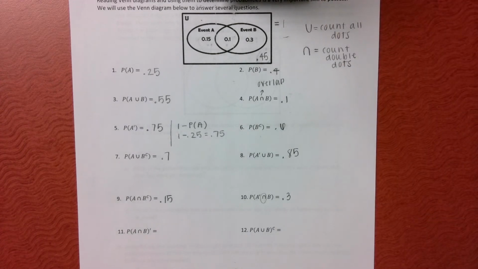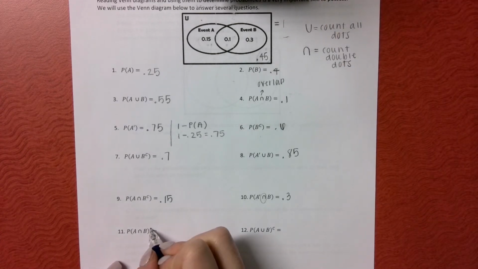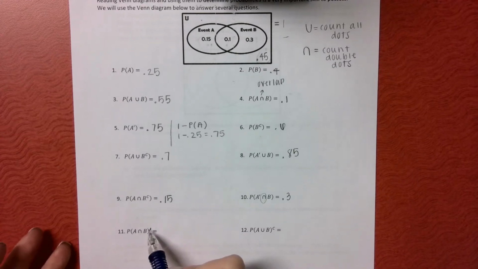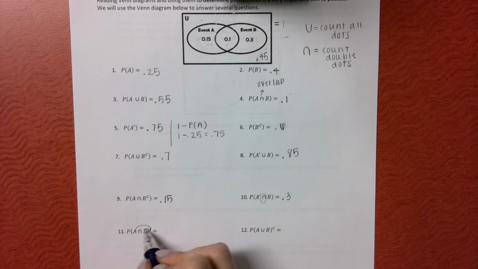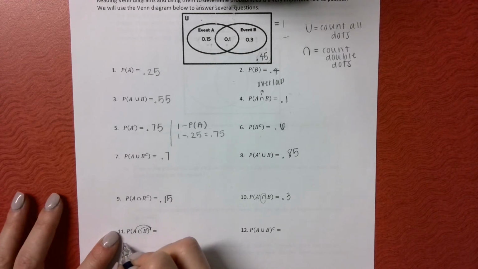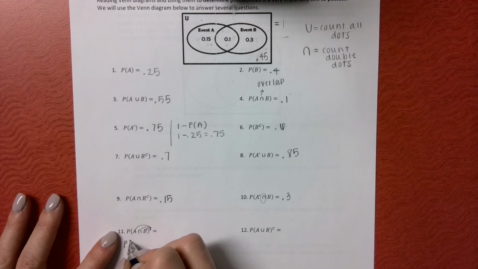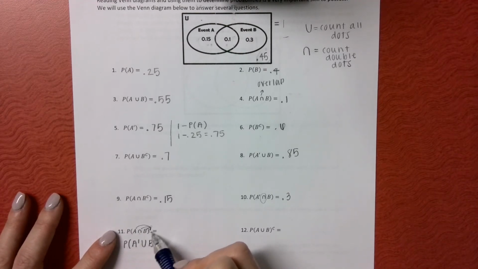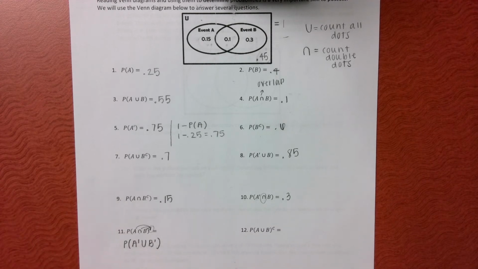Okay, and then 11 and 12 are tricky because they give us a complement on the outside of those parentheses. So I'm going to show you two different ways to solve these. One thing that you could do is distribute this complement into every piece in your parenthesis. So this would change into the probability of not A, not an and actually changes it to an or, and then complement of B. So now I don't have to worry about this complement on the outside. I've distributed it in, and it's now the complement of every piece.